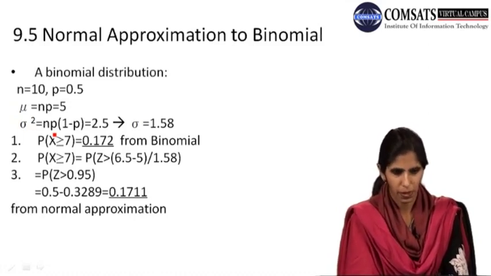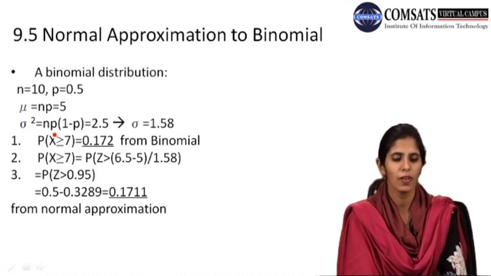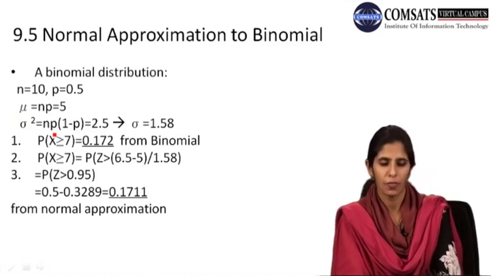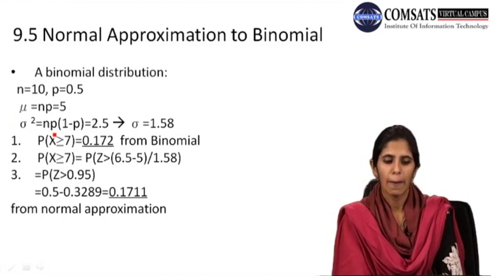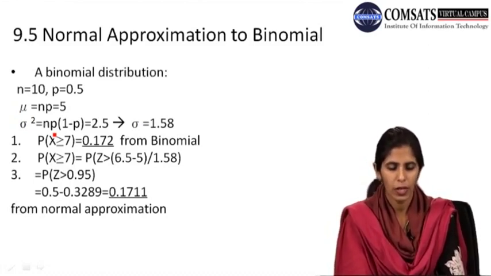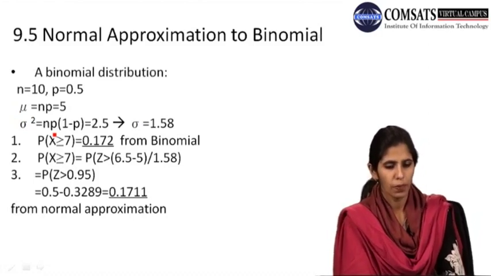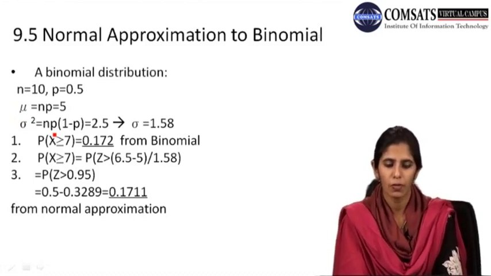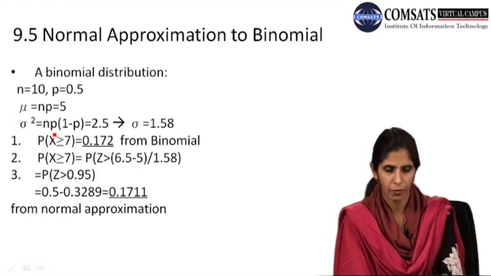this is 2.5, which gives sigma as 1.58. So here, if you are interested in knowing the probability of x greater than or equivalent to 7 from the binomial, it shows that 0.172 is the value.